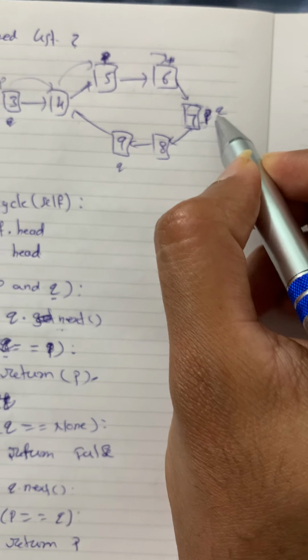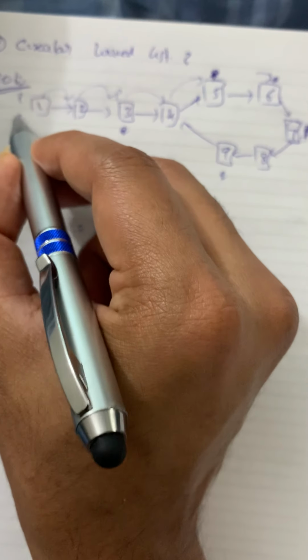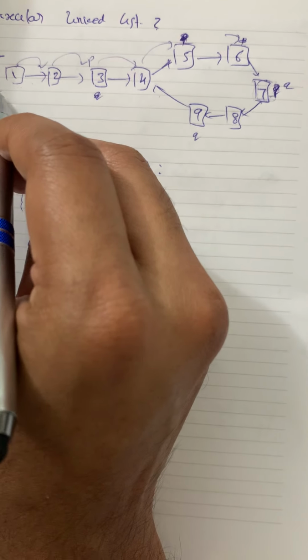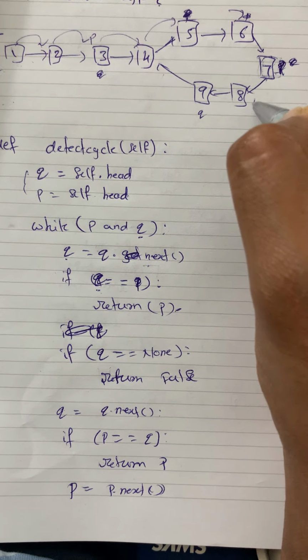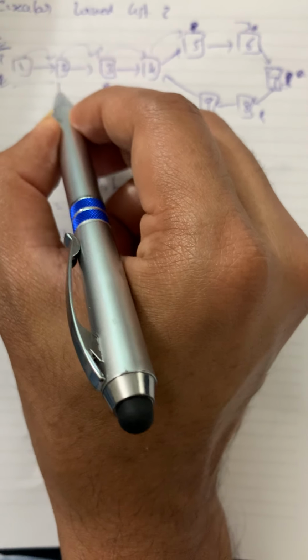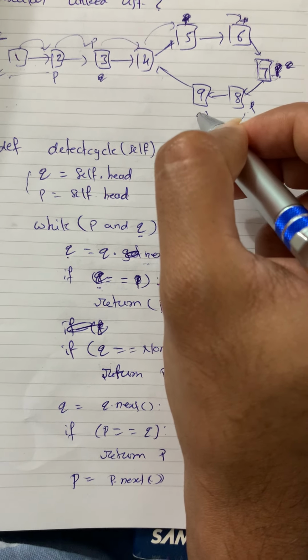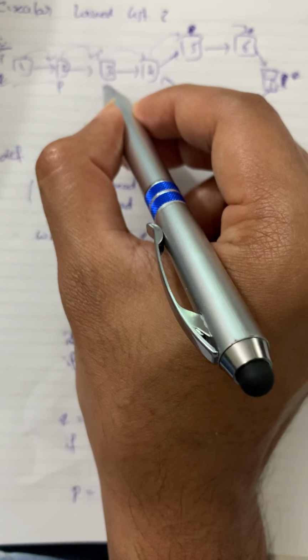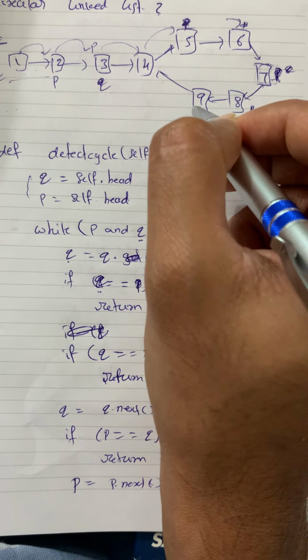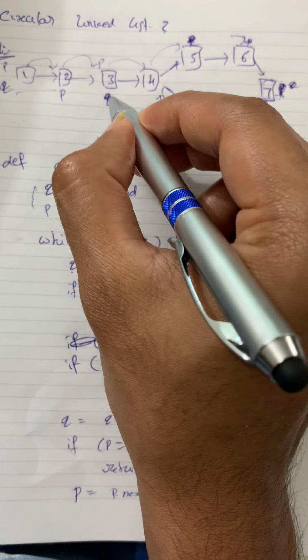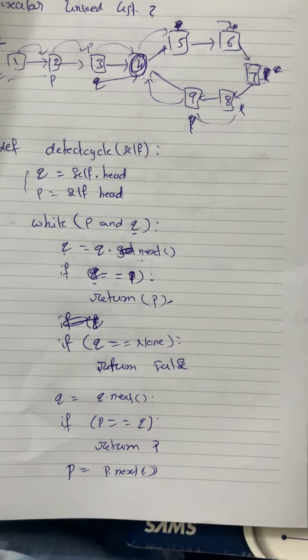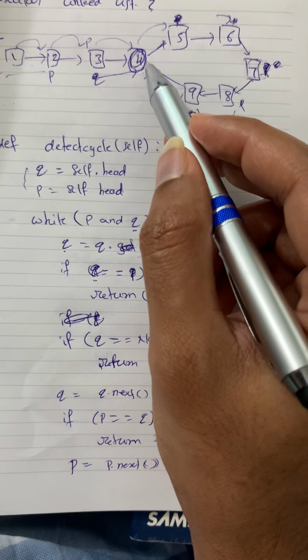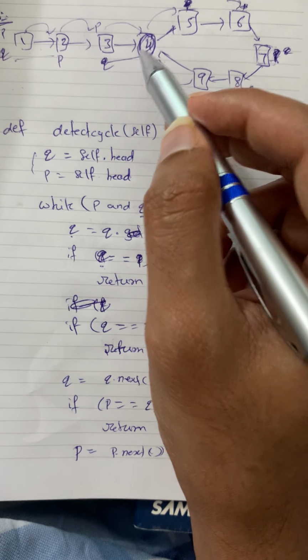Here what we are doing is we keep p here and we move q to the head node, and we move each pointer one step at a time. Now p will move to 8, q will move to 1, p moves to here, q moves to here, p moves to 4, q moves to 4. So this is where the circle is starting. This is the element we have to return, because this is where the loop starts.